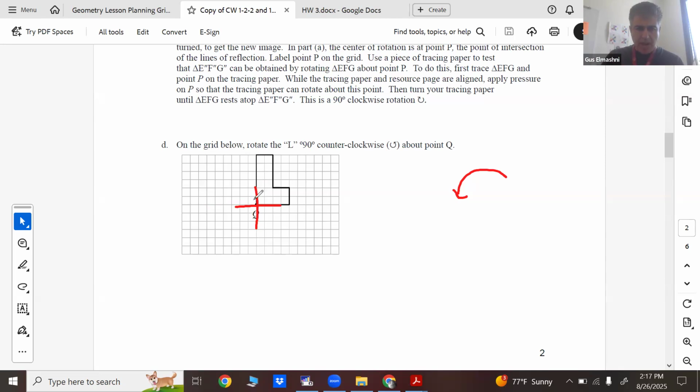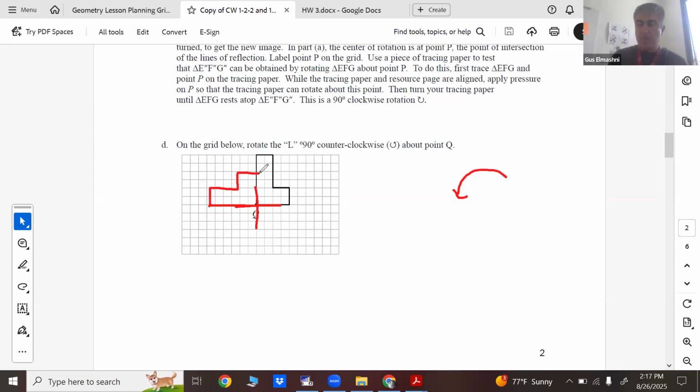So this side is how tall? 1, 2, 3, 4, 5, 6. So 1, 2, 3, 4, 5, 6. And then you have to go up 4. So up 2. And then you go 4 that way. Then up. Then over. So it should be kind of like that. That's what you should expect. So that's a rotation.